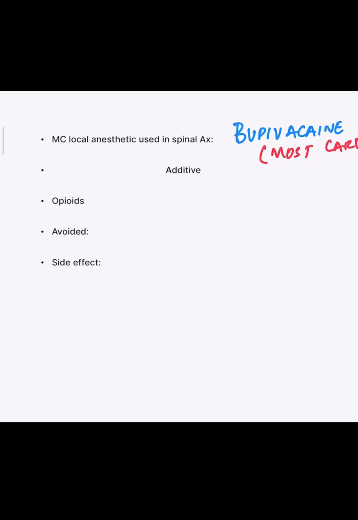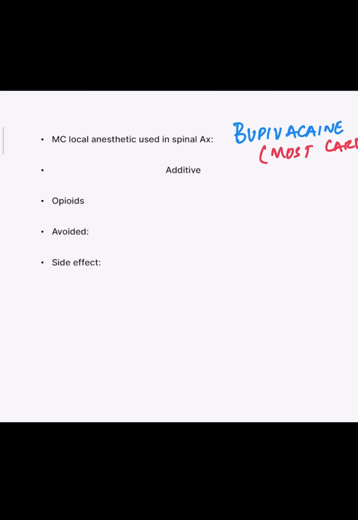Remember guys, bupivacaine will cause cardiotoxicity if it is not given in the CSF and if it is given in the blood vessel. But here in spinal, it is clearly given in the CSF, so no chances of cardiotoxicity. Okay, so that's regarding the spinal anesthesia.